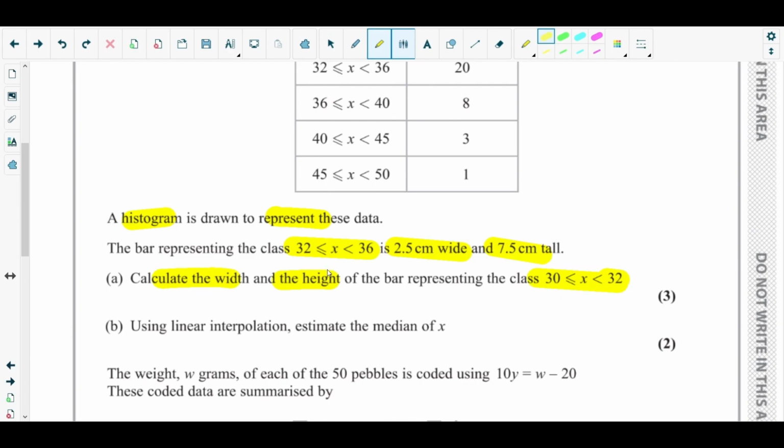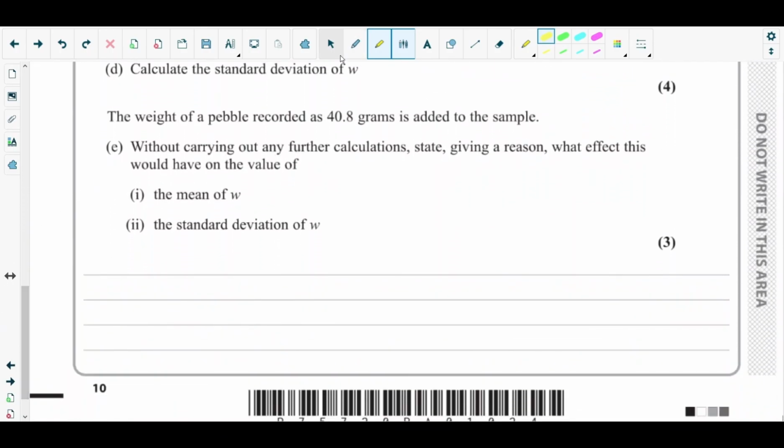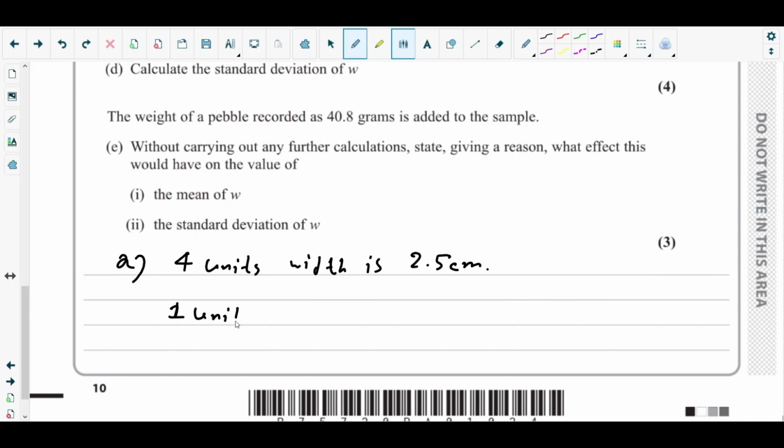4 units, right? 3, 4, 5, 6, yes, 4 units. So for 4 units the width is how much? 2.5 centimeter, right? So 4 units width is 2.5 centimeter, right? So for 1 unit the width would be what? 2.5 over 4, right?